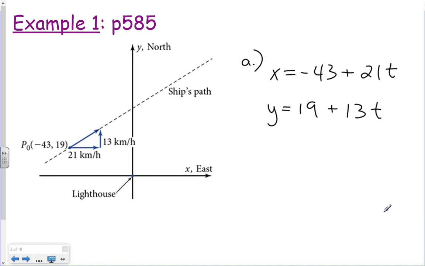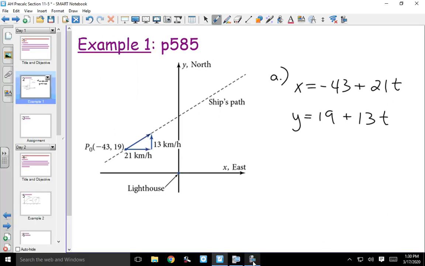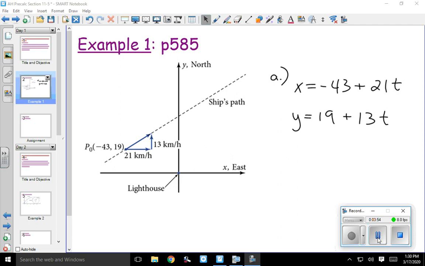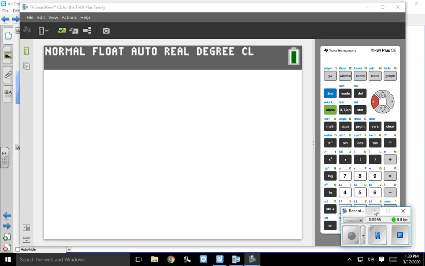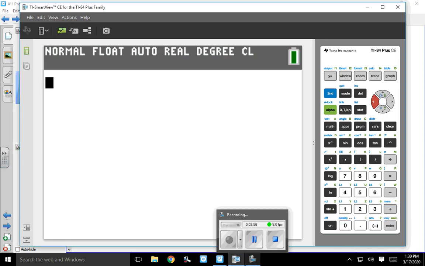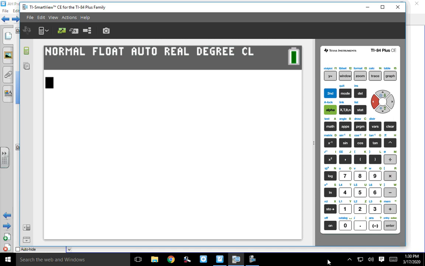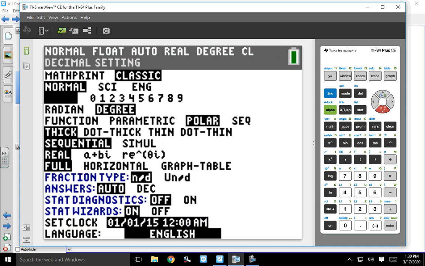So that's part A. Part B says confirm that your equations are correct by plotting them on your grapher. So let's grab our calculator and plug these two equations in. With our calculator, let's switch over to parametric mode if you're not already in parametric mode. That's under your mode menu. I'm already in polar mode from our last activities, so let me switch over to parametric.